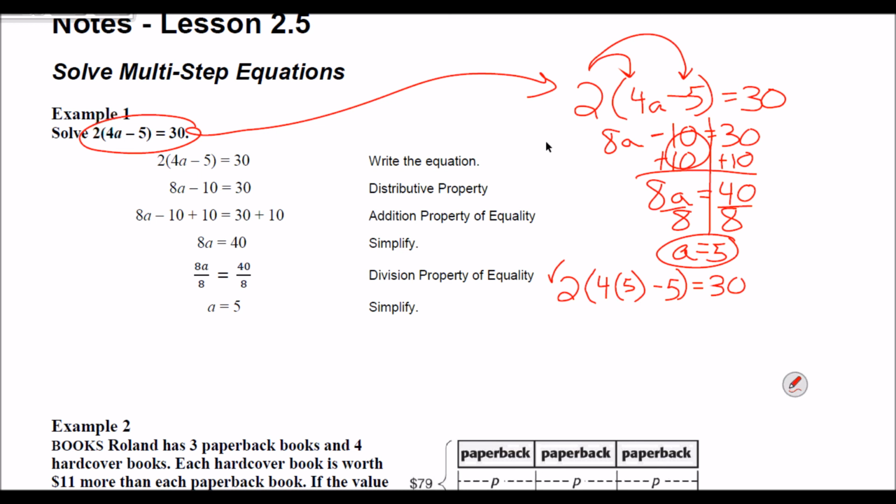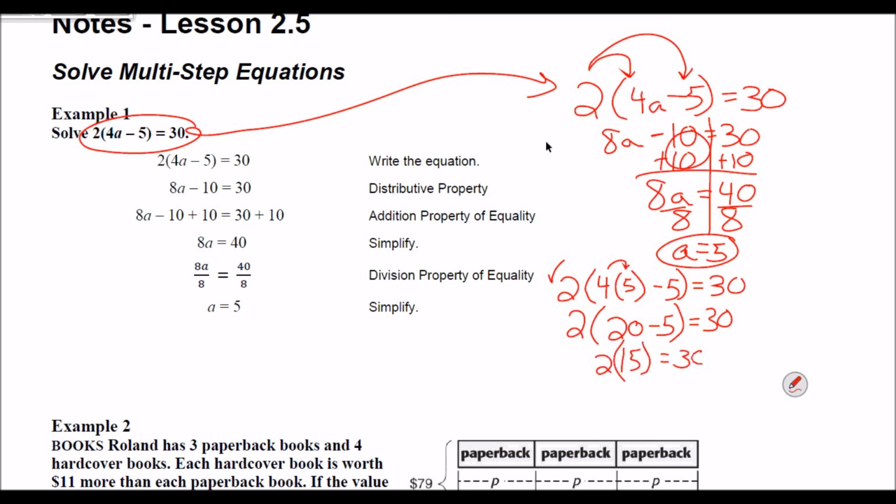So now we work this out by doing the parentheses first. So inside of here, I have to do the multiplication first. So we keep the 2. 4 times 5 becomes 20. Then the subtract 5 comes down, which is equal to 30. I still can work the parentheses out, so 20 minus 5 becomes 15.